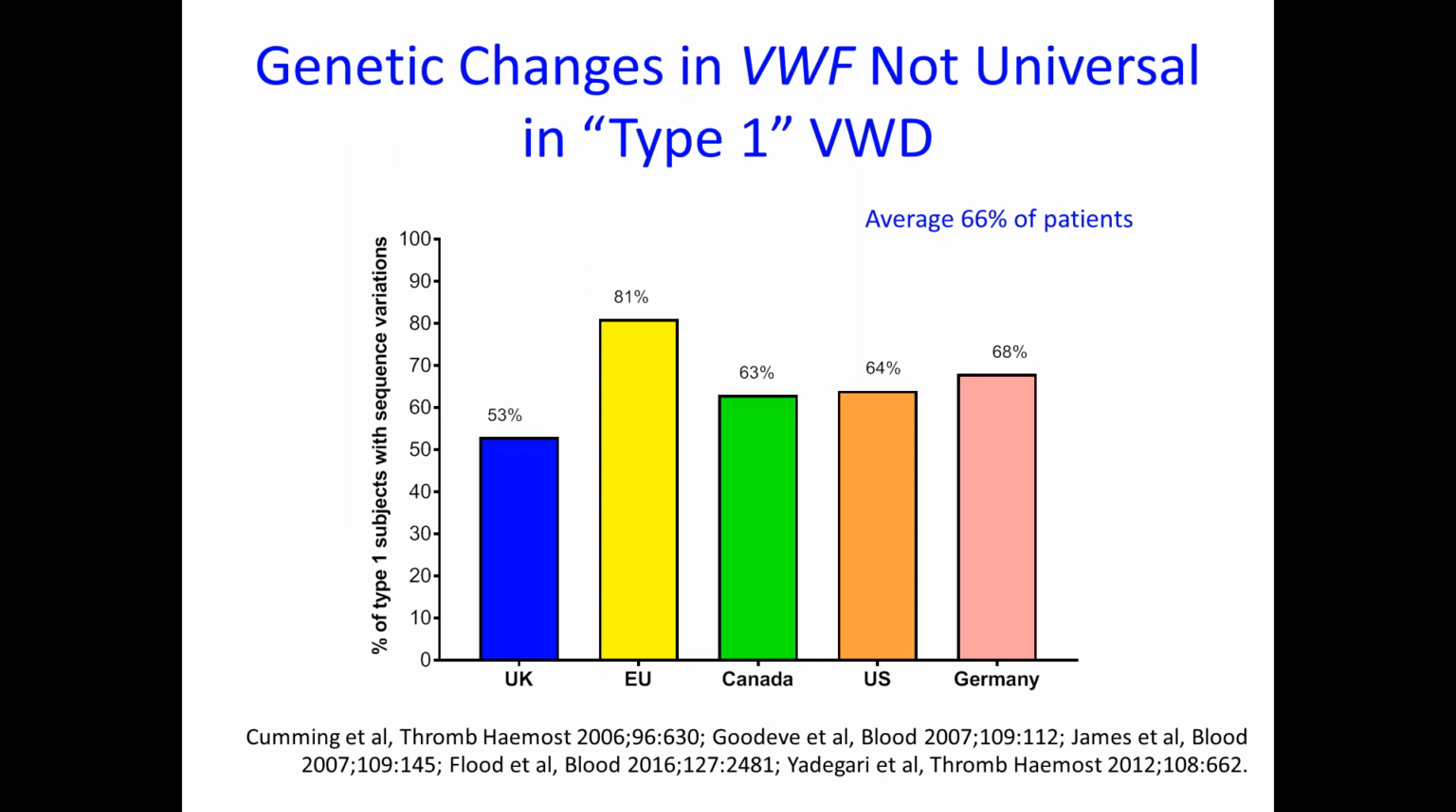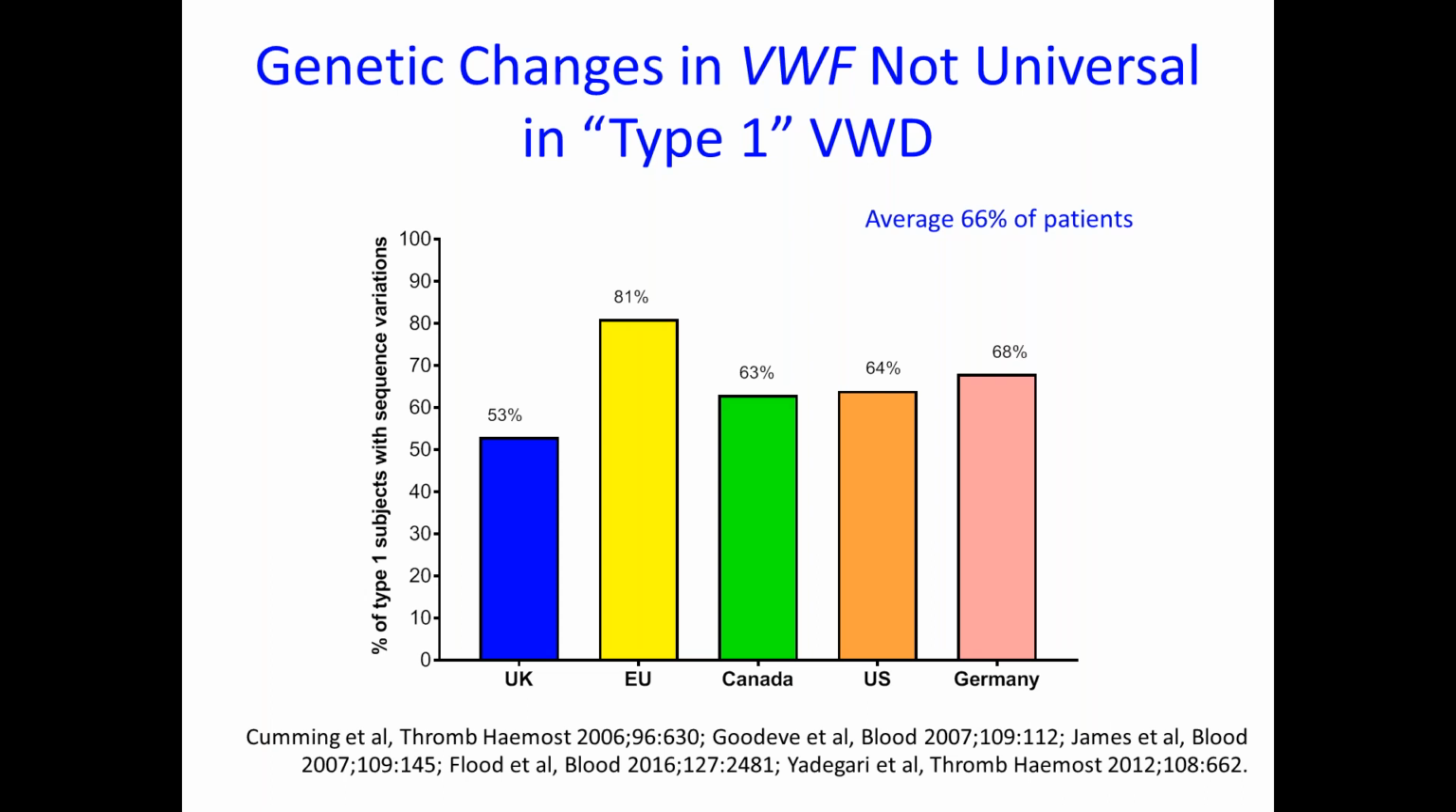So genetic changes in VWF are not universal in type 1 von Willebrand disease. This is 5 different studies, UK, European Union, Canada, US, and Germany. On average, it's 2/3 of the patients enrolled in these studies have sequence variants. So that is 1/3 that don't.